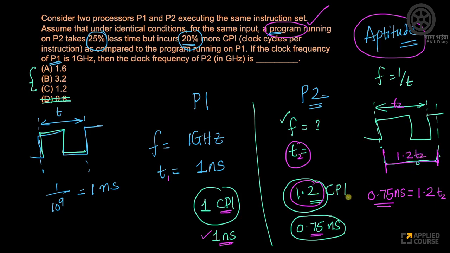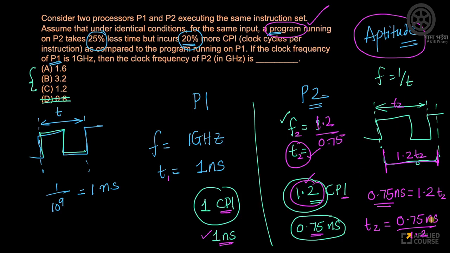Because to finish one instruction, it requires 1.2 cycles, and this is the time for each cycle, and this whole thing is just 0.75 nanoseconds. So if you solve for this, what do you get? You get T2 equals 0.75 nanoseconds by 1.2. Now what is the question? I want F2, the frequency of this. How do I get it? Just invert this. Frequency is 1 by T. So what is this frequency now? 1.2 by 0.75 nanoseconds.